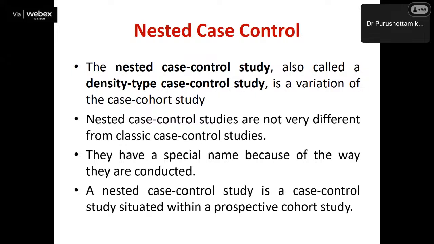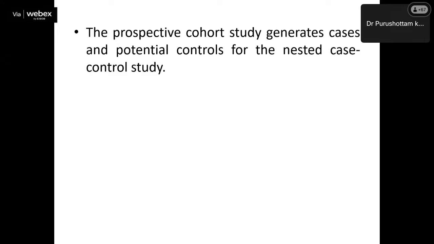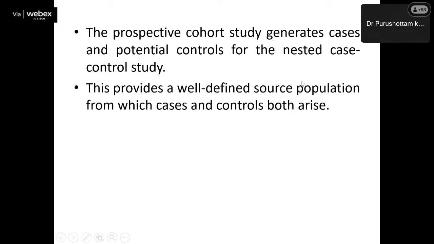The prospective cohort study generates cases and potential controls for the nested case control study. This provides a well-defined source population from which both the cases and controls are arising. Just consider the cohort study. If there is a cohort, from that cohort we take the cases and the controls.